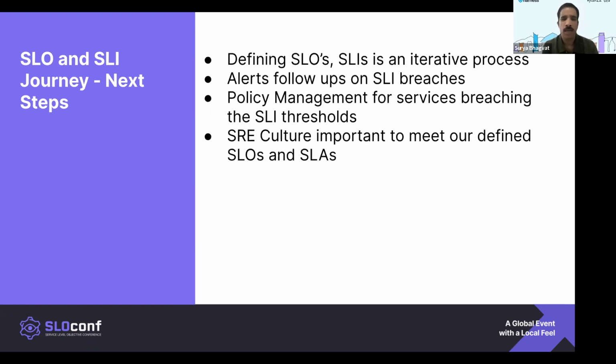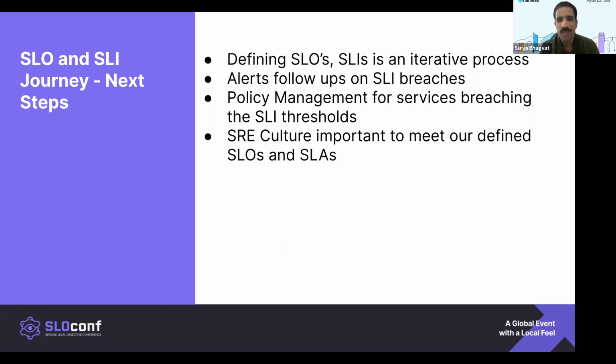We are also looking at how we can set up policy management for the services breaching the SLI thresholds. For example, we have 8 modules, and each module comes with 5 or 6 services. If one of the module's services is constantly hitting the SLI thresholds and constantly using up its error budget, we don't want that to happen. We want the engineers to fix the code and make sure that what they are deploying in production is not breaching the thresholds. So we have started implementing this as well.